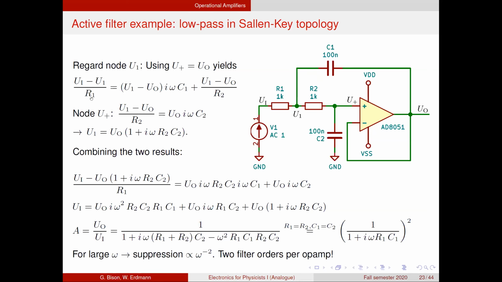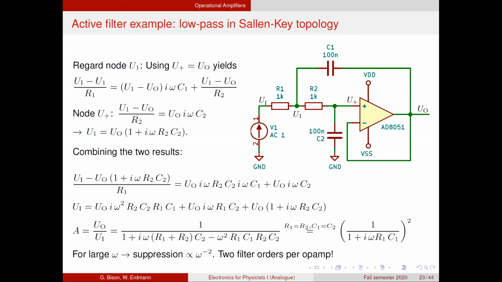The current through resistor 1 is given by the voltage difference between the two nodes, input voltage and voltage 1, divided by the value of the resistor. The current through the capacitor is given by the voltage difference between voltage 1 and the output voltage, scaled with the impedance of the capacitor. And the current through resistor 2 is, of course, the voltage difference across that resistor divided by the value of the resistor.